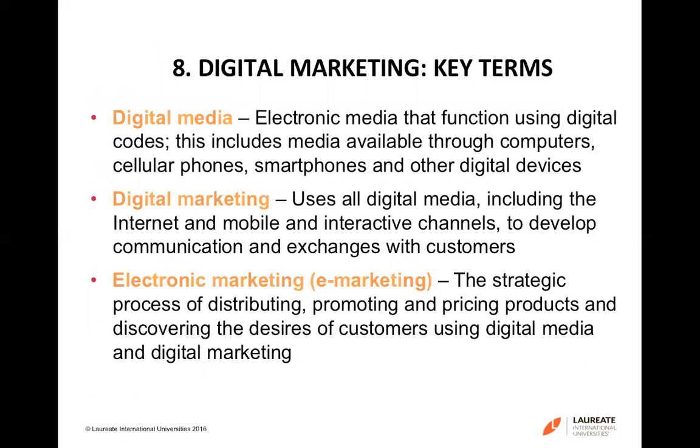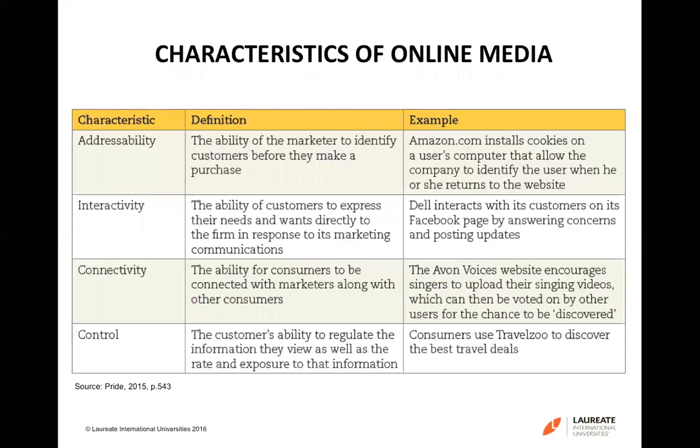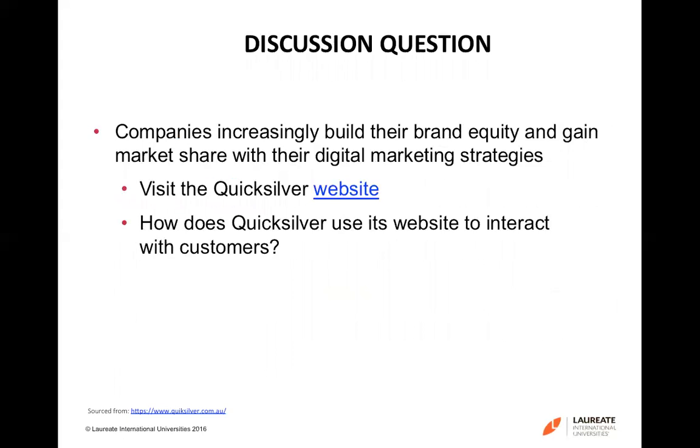Okay, and this slide shows some key terms in digital marketing, like digital media, digital marketing, electronic marketing. You can go through it yourself. And again, this is showing us a bit of the characteristics of online media: addressability, interactivity, connectivity, control, because of the key features of the online media.